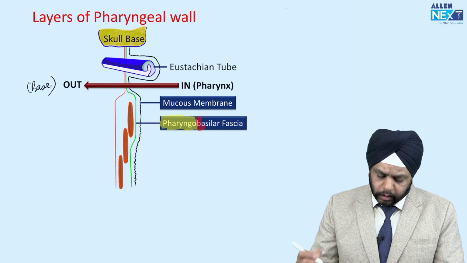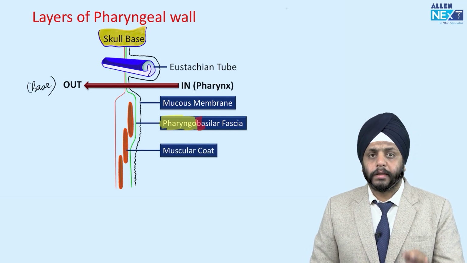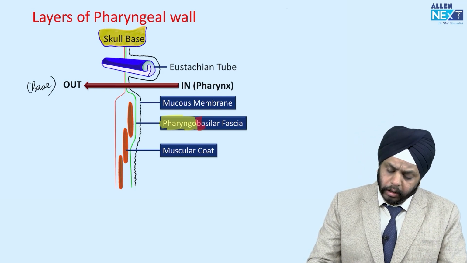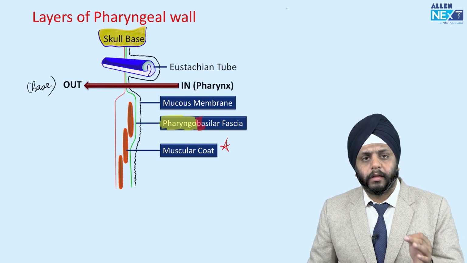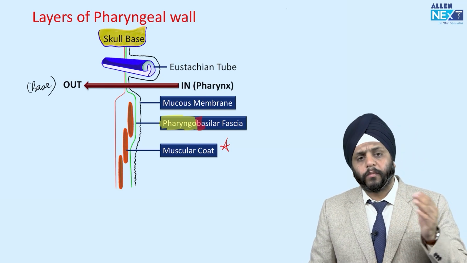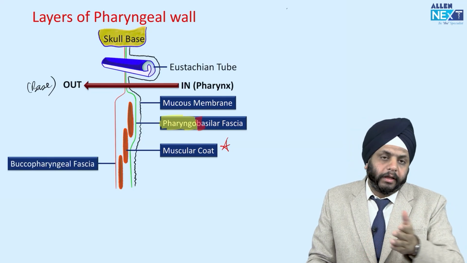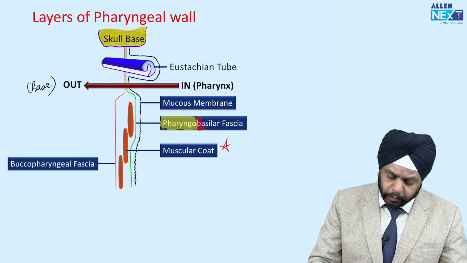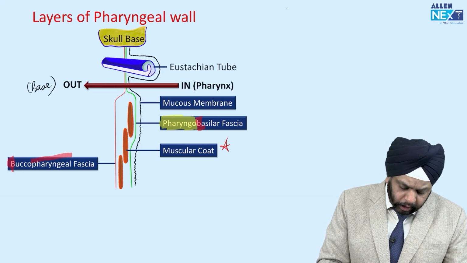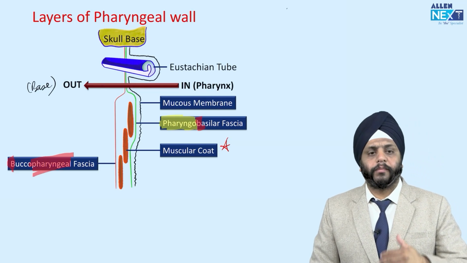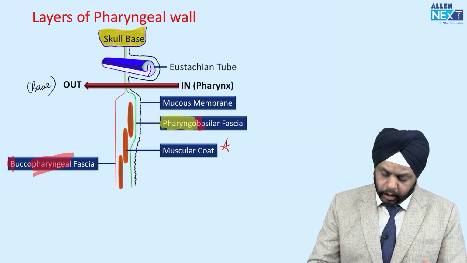And the third layer is the muscular coat, the muscular layer. This is the most important layer over here in the pharynx, and therefore I will be discussing this in detail. And the outermost layer is another fascia that is away from the pharynx. It is near the base. So you see the B comes earlier. So we have buccopharyngeal fascia. You see the pharynx now comes late. So buccopharyngeal fascia. Right? Okay.